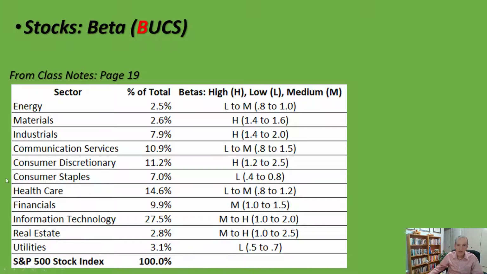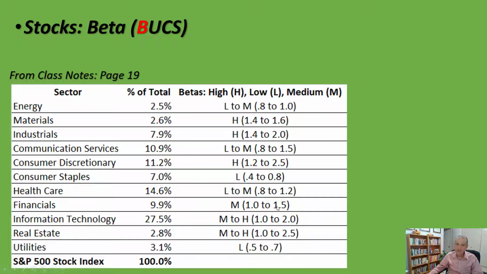But energy tends to be a lower beta, materials definitely a high beta, industrials definitely a high beta. Communications services, that's where telecom has gone, that's where Facebook and Alphabet are now. Historically, telecom tended to be low beta, and the tech companies like Facebook and Alphabet were high betas. There's more debate on that now. Consumer discretionary by definition is a high beta. Consumer staples by definition are low beta. Healthcare is kind of in between.